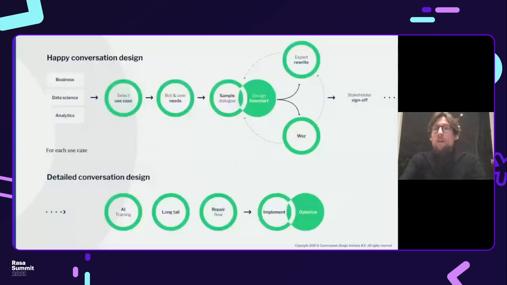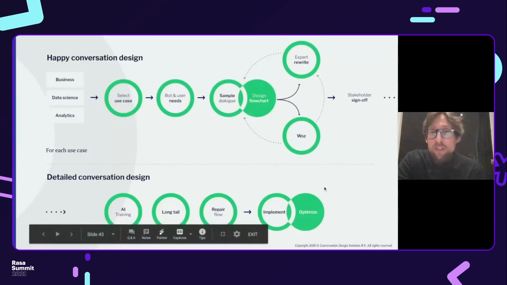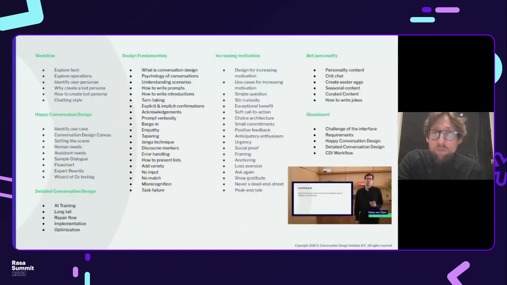So this is really one workflow that we see conversational design teams use around the world. That's pretty successful so far. And these use cases, obviously, they come from business, data science, and analytics. We run them through happy conversation design. Then stakeholders here sign off, and then we bring them to detailed conversation design.